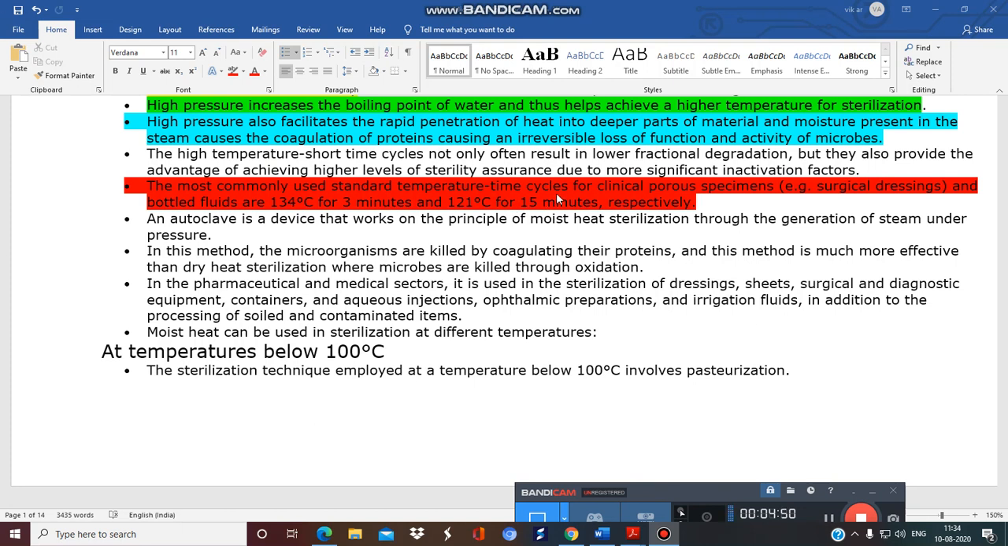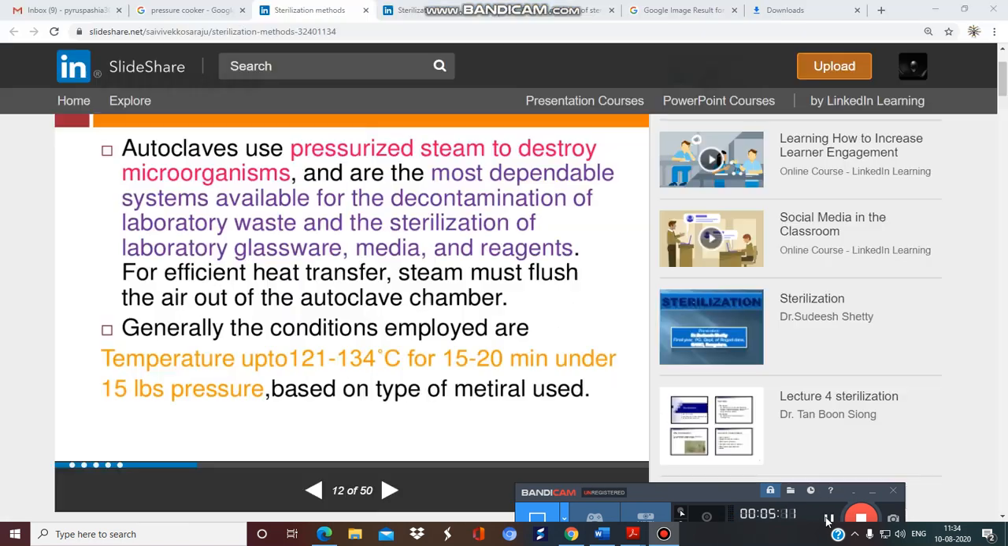Moist sterilization is applicable for surgical dressings, surgical instruments, and bottled fluids, and there are different temperature ranges. For example, 134 degrees Celsius for 3 minutes for surgical dressings and 121 degrees Celsius for 15 minutes for bottled fluids.